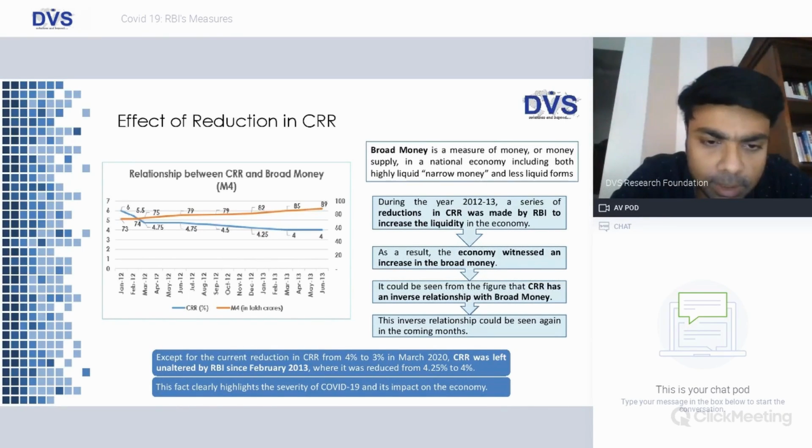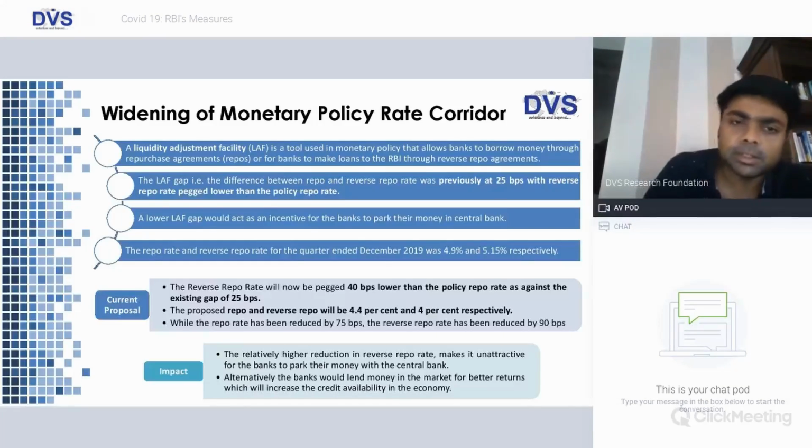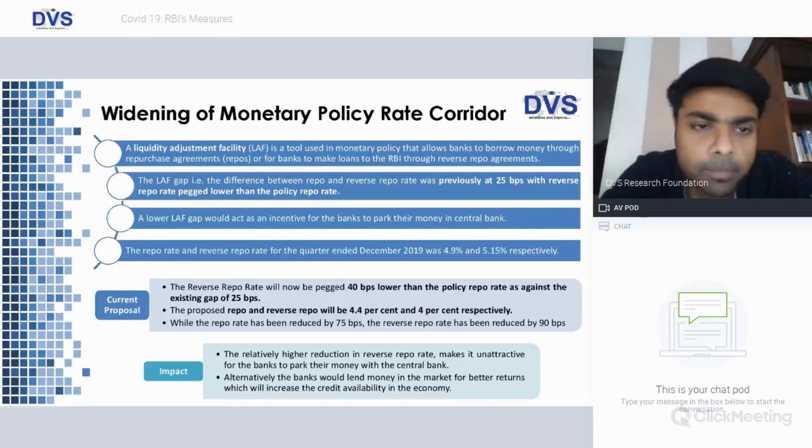So except for the current reduction in CRR from 4 to 3, the CRR was literally untouched from 4.25, maybe a 1.25 reduction since March 2013. Therefore, the government felt COVID-19 is one instance where there is a requirement for added liquidity.